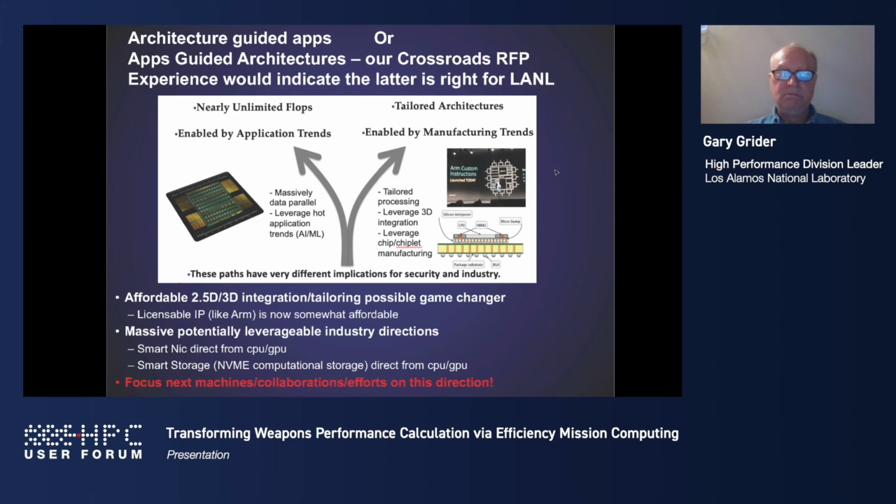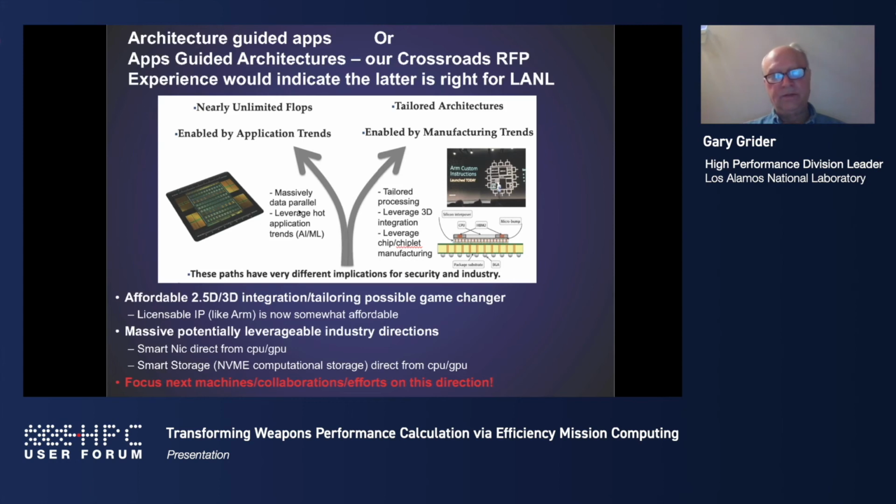The other large thing that you can leverage in industry is tailored architectures that are enabled by manufacturing trends. Things like 2.5D and 3D integration, and massive tailoring. So if you look at ARM and what Apple's done with ARM on a phone, there's like 30 or 40 tailored units within there that's tailored for the job at hand. And that's the approach that we're going to take, is to try to tailor the architectures more to our application needs, as opposed to trying to tailor our applications to the architecture that we can get.